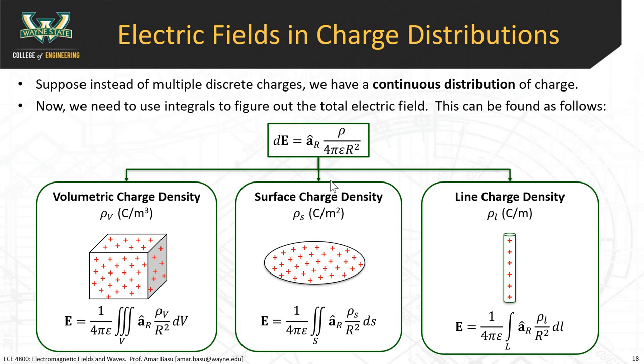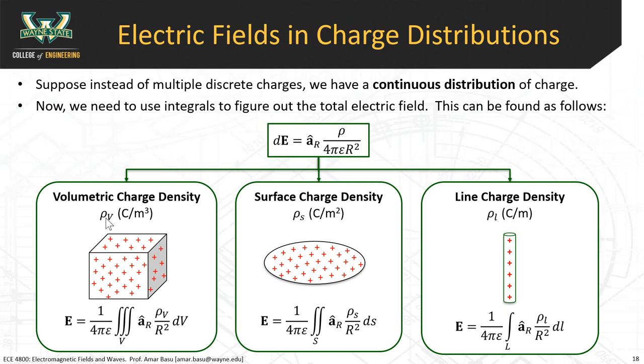Just remind ourselves of what the units are for each one of these charge distributions, because that will give you a hint on what type of charge distribution problem you have. If I give you rho v, or tell you the volumetric charge density, or tell you that the units are coulombs per meter cubed, you know you're dealing with volumetric charge density. Volumetric charge density is where you have charges in a three-dimensional space, and you have some kind of function that tells you what the charge distribution is within that space. So rho v could be fixed, which means you have the same charge density everywhere in that volume. Or rho v could be a function of x, y, and z, or depending on whatever coordinate system you're in.